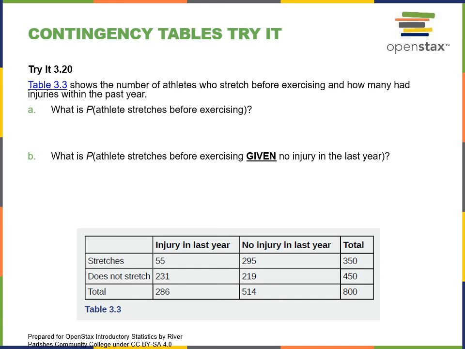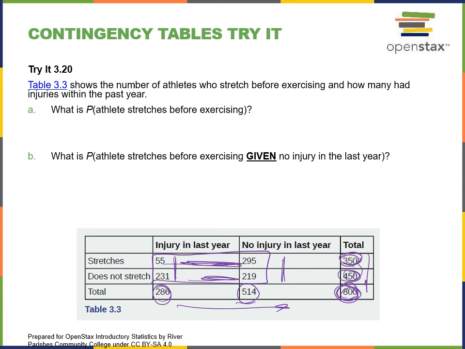Let's look at another one. So here, this one has to do with athletes, and they stretch before they exercise and whether or not they had injuries. So this table gives us a bunch of totals, okay? But again, sometimes they don't give you totals. They'll just give you these four numbers, and you have to total them up. So anyway, these are all the people who stretched. 350 people stretched. These are all the people who don't stretch, 450 people total. And then there's people who had injuries and people who didn't have injuries. Total, there's 800 people in this, because if you add these and you add these, you get 800.